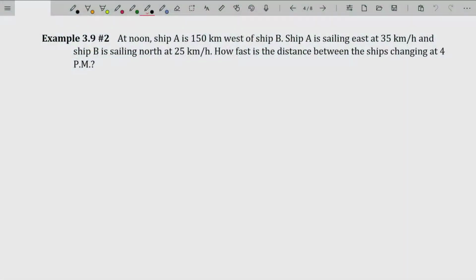At noon, Ship A is 150 kilometers west of Ship B. Ship A is sailing east at 35 kilometers per hour, and Ship B is sailing north at 75 kilometers per hour. How fast is the distance between the ships changing at 4 p.m.?